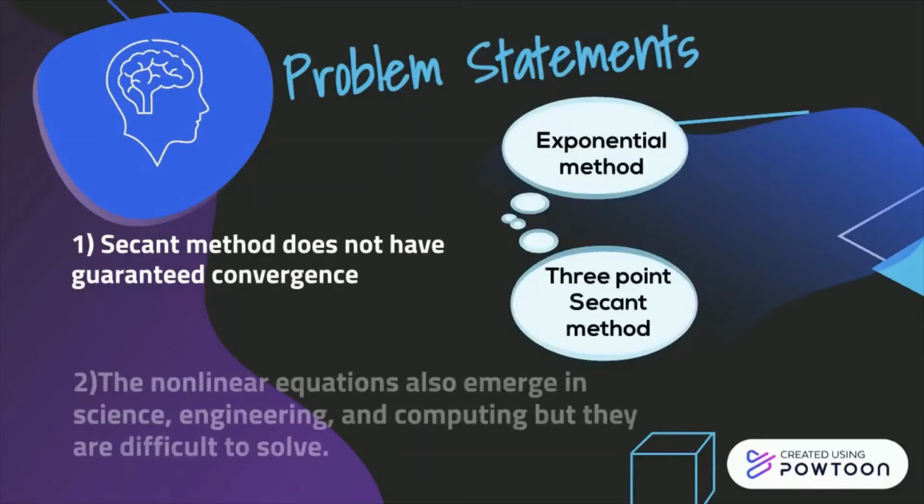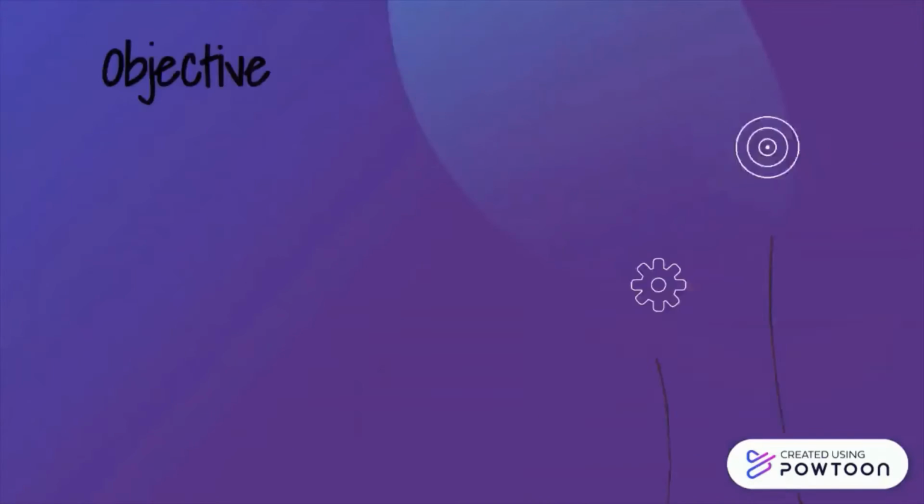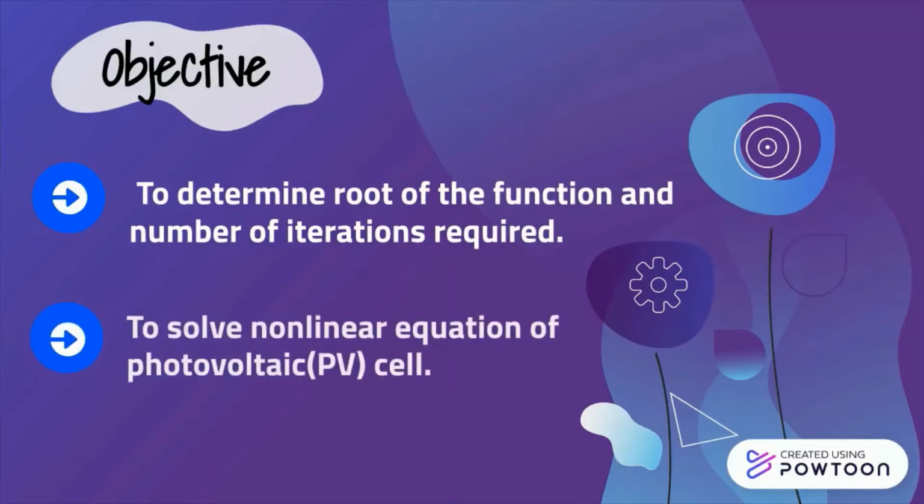Second, nonlinear equations also emerge in science, engineering and computing, but they are difficult to solve. Therefore, the objectives for this project are first, to determine the root of the function and the number of iterations required between the secant method, exponential method and 3-point secant method. Second, to solve the nonlinear equation of the photovoltaic cell.